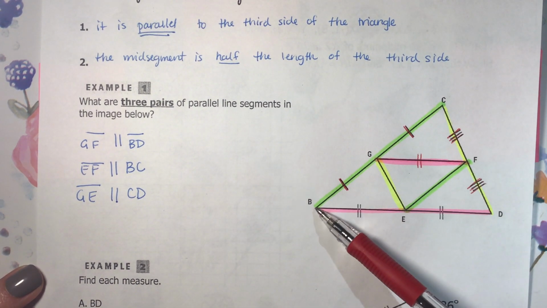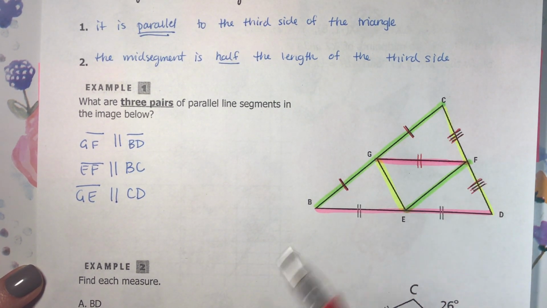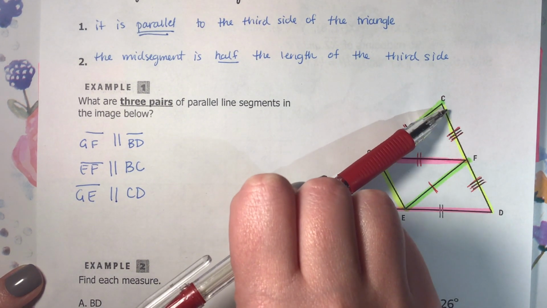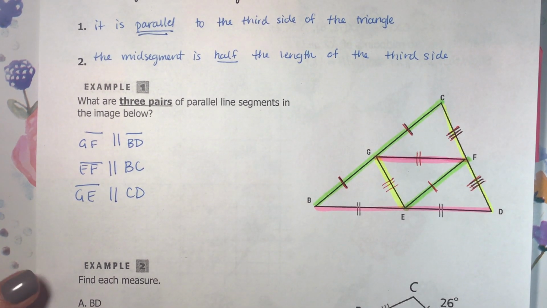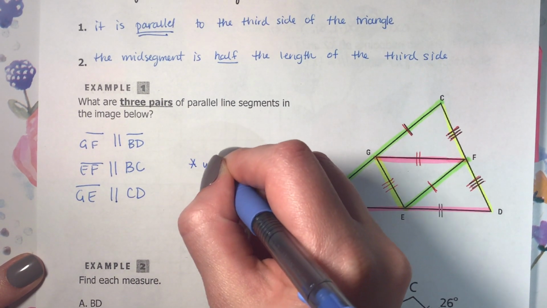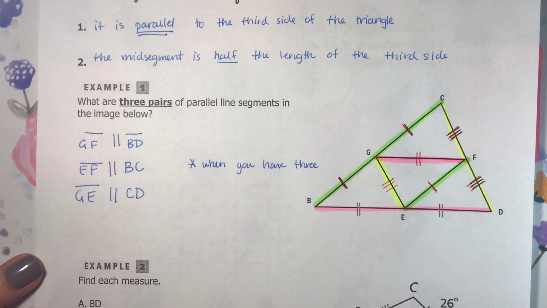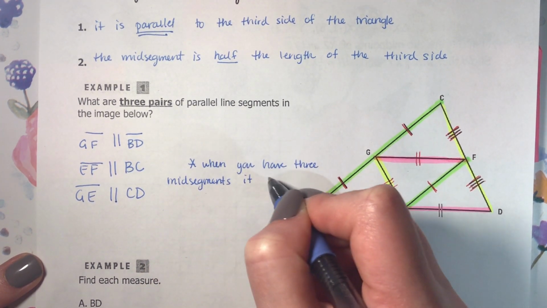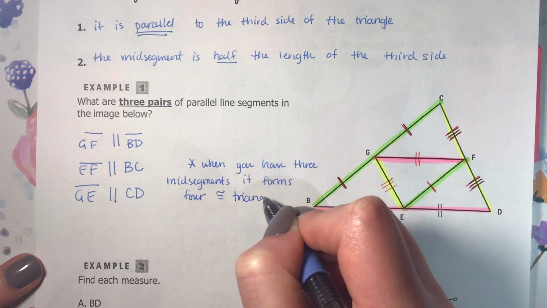Now let's look at the greens. This half of the green, and this half of the green, and this green are all congruent to each other. Finally, for the yellow as well, this half of the yellow, this half of the yellow, and this yellow down here are all congruent to each other, which means when you have 3 midsegments, it forms 4 congruent triangles.